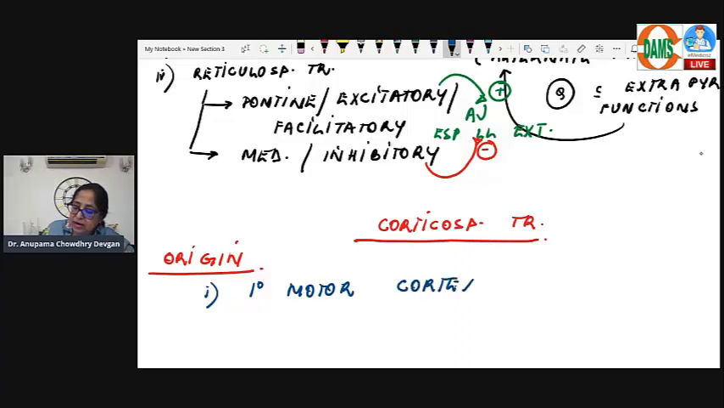Shloke, it is written right in front of you. Pontine is an excitatory tract which increases A gamma discharge. Medullary is an inhibitory tract which inhibits the A gamma discharge.